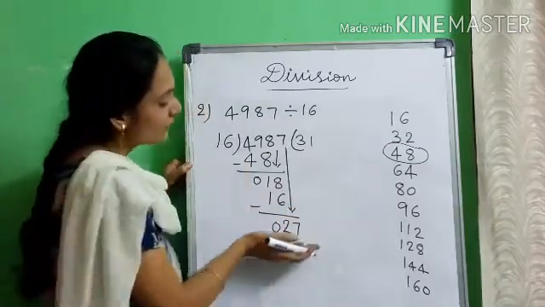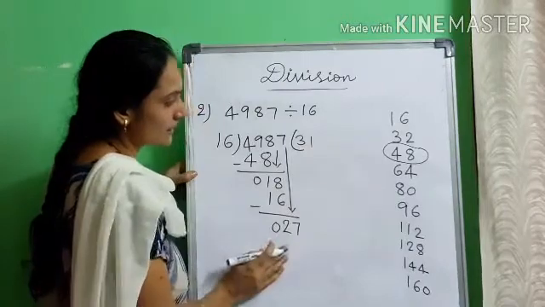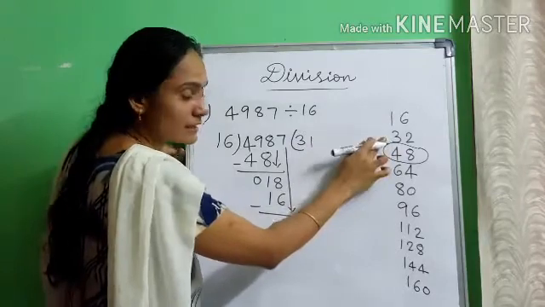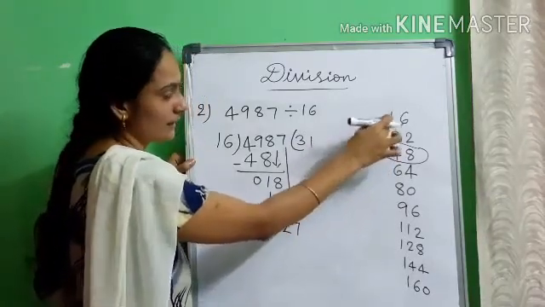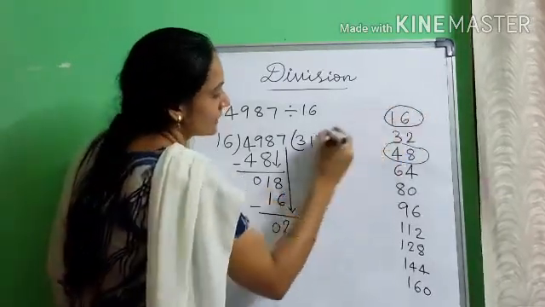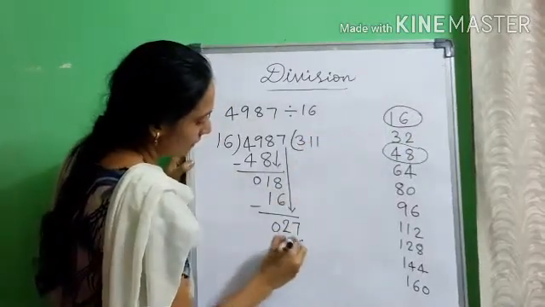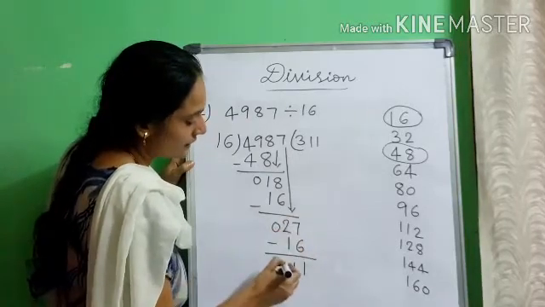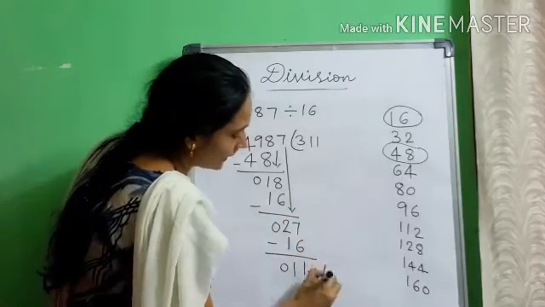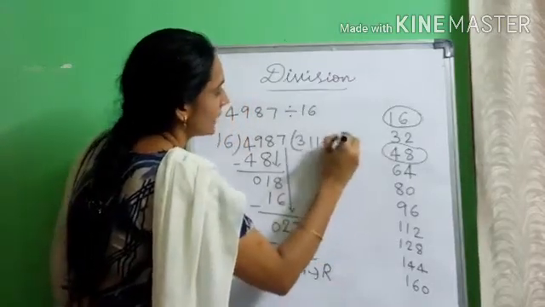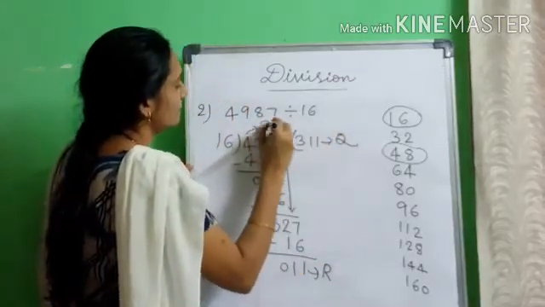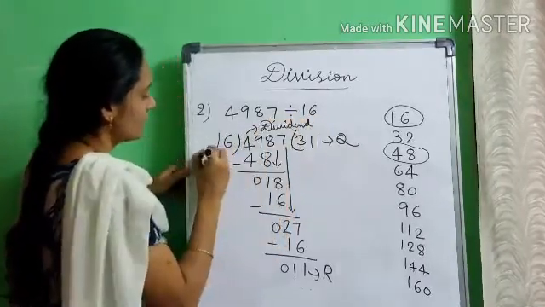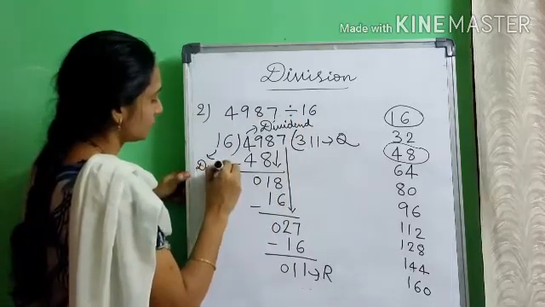Now again, children, which number is nearest to 27 or less than 27? Here 16 ones are 16, 16 twos are 32. Again 32 is the greater number. So the nearest number is 1 16s are 16. Now 7 minus 6, 1. 2 minus 1, 1 and 0. Here what is the remainder? Remainder is 11. Quotient is 311 and dividend is 4,987 and divisor is 16.